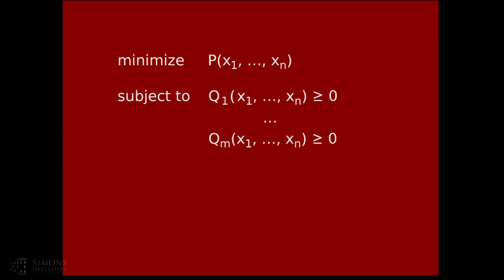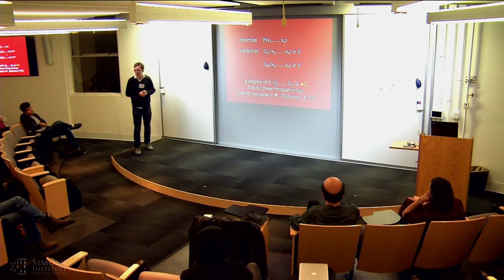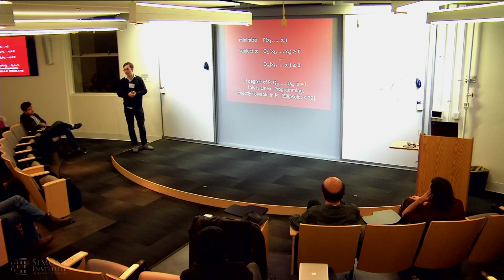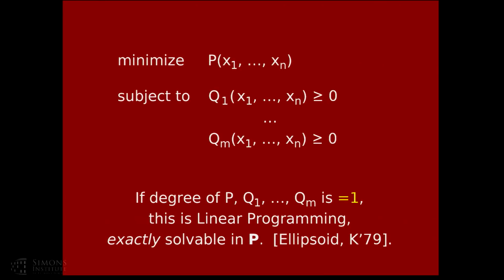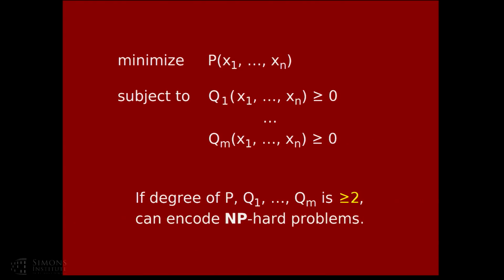Okay, so let's suppose you're trying to minimize a polynomial expression in n variables subject to some polynomial inequalities. Now, if the degree of all the polynomials is 1, then this is just linear programming, and you can solve it exactly in polynomial time, let's say using the ellipsoid algorithm. On the other hand, if the degree of the polynomials is at least 2, then it's very easy to encode some NP-hard problems, so you cannot hope to solve it exactly in polynomial time.